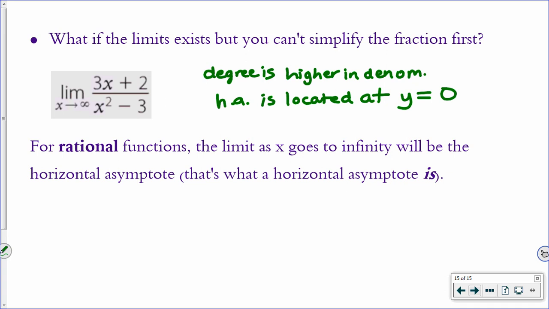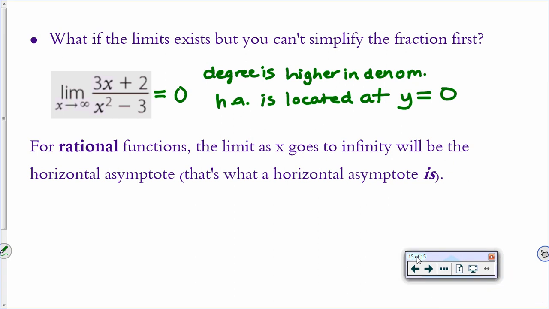So in this case, we have degree is higher in the denominator, so the horizontal asymptote is located at y equals 0. Therefore, I know that the limit of this function as x approaches infinity is just going to be 0, just from knowing that rule. You could also graph this function on a calculator, if you had the calculator, and see that, indeed, as x goes to infinity, the function is approaching 0. And that should get you through the homework.